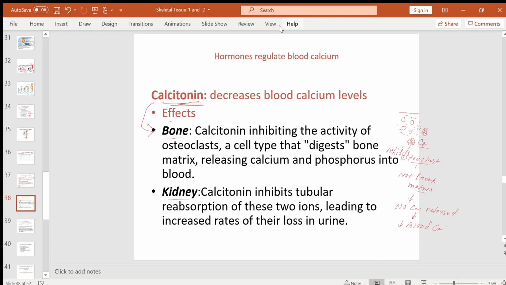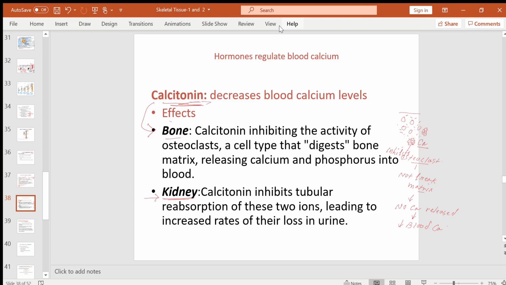On kidneys, this is very simple. If I ask you, your blood has a higher concentration of calcium, right? So to lower the calcium in your blood through the kidneys, what do you have to do? You have to excrete excess calcium through the urine. So calcitonin helps to do that. Calcitonin works on the kidneys to excrete excess calcium through the urine.